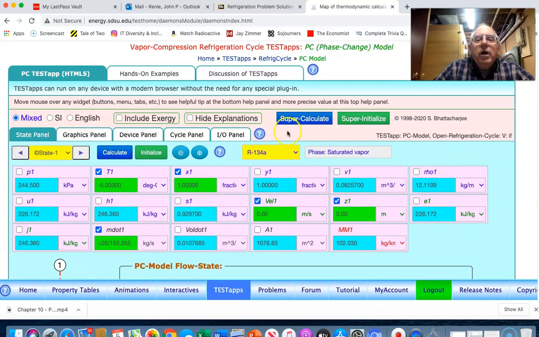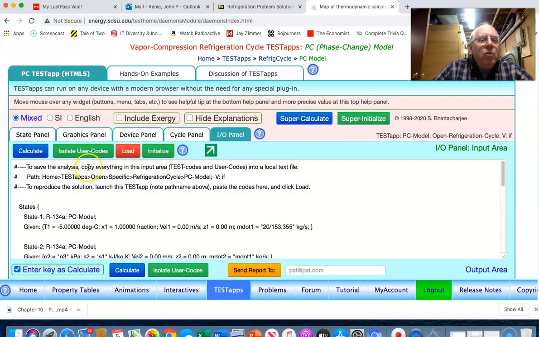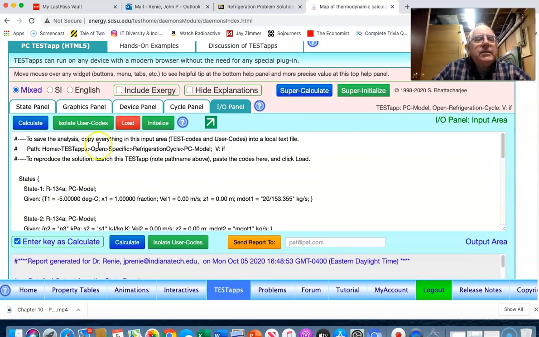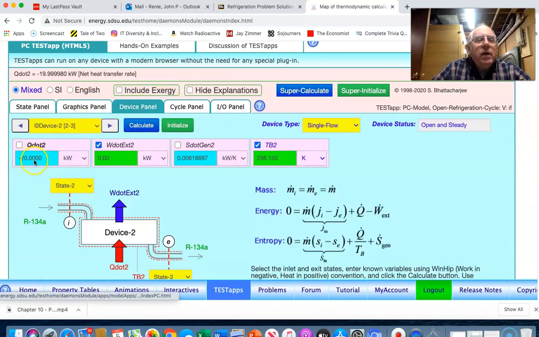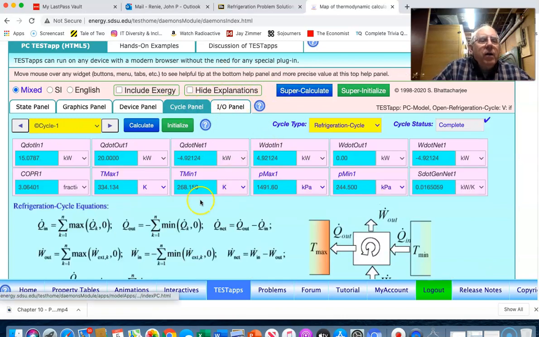And so if I now do a super calculate, all of the states will be recalculated with that m dot. And now if I go back to my device panel, we'll now see that the heat transfer between 2 and 3 is the 20 kilowatts that we were shooting for. And so we've got the system, we've got the states, and we have the m dot all now determined.